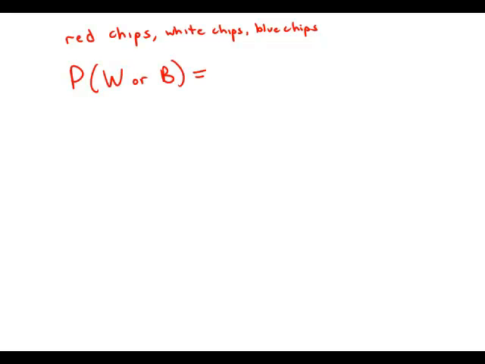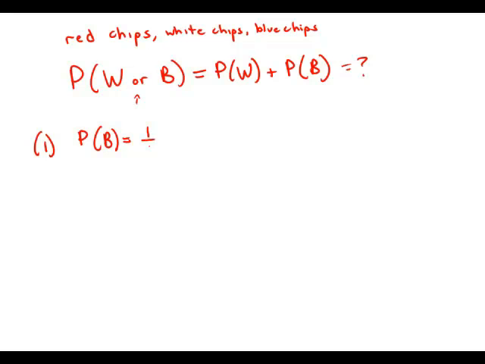And of course, the word "or" in probability means that we can add these two probabilities. So this is what we're looking for, the sum of the probability of being white plus the probability of being blue. Statement number 1 tells us that the probability that it is blue is 1/5.